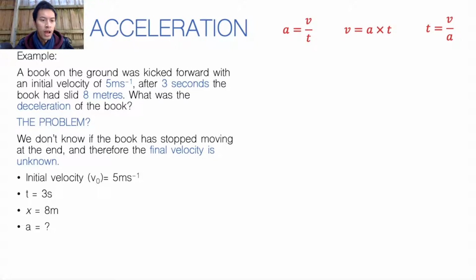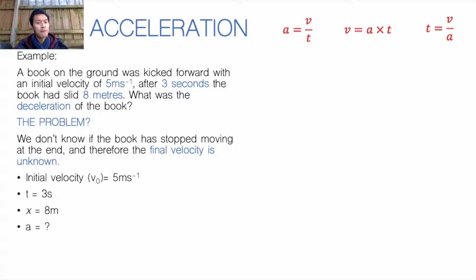Okay, so the final velocity is unknown. So here are the things that we do know, and here's the problem that we face. The initial velocity, Vo, is 5 meters per second, right? Time is 3 seconds, and the displacement is 8 meters. What is the acceleration? So notice here that we know how far it's gone, we know the time it takes to go that distance, and we know that the speed it was initially traveling at was about 5 meters per second. We don't know, however, what the final speed is, and we also don't know the acceleration rate.